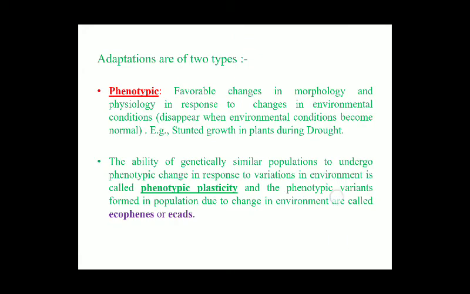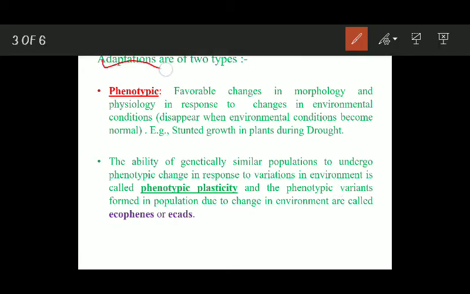Now, the types of ecological adaptations. There are two broad types of ecological adaptations: phenotypic adaptations and genotypic adaptations. Under phenotypic adaptations, favorable changes in morphology and physiology of an organism occur in response to changes in the environmental conditions.